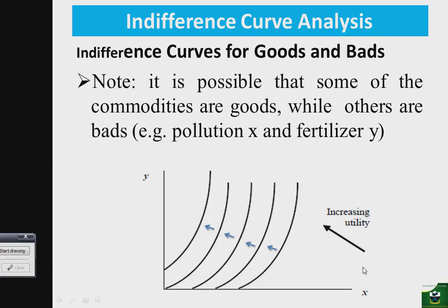If X was a good and Y was a bad, the indifference curves would be drawn in the other fashion, with curves moving like this. It would involve reducing the amounts of Y and increasing the amounts of X, and the direction of increasing utility would be in this direction.